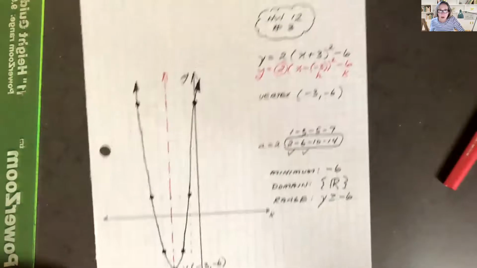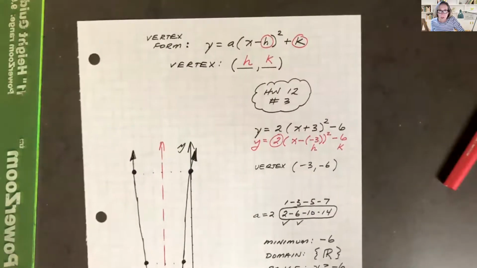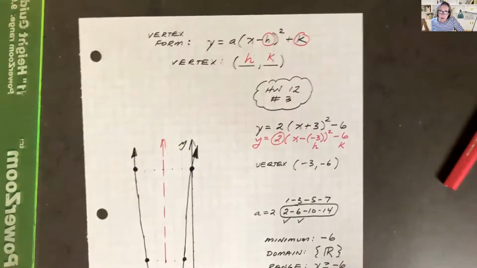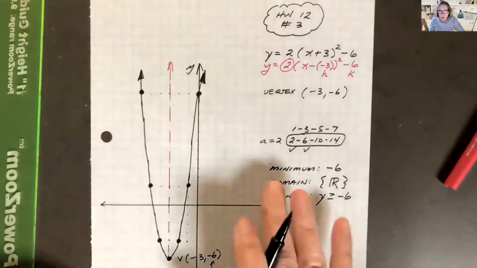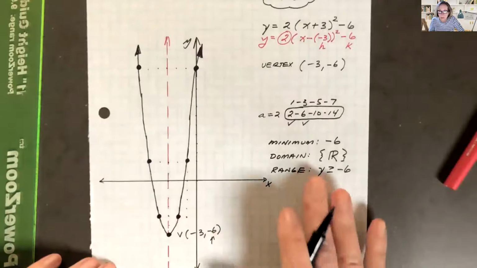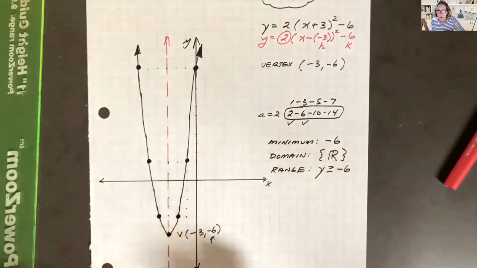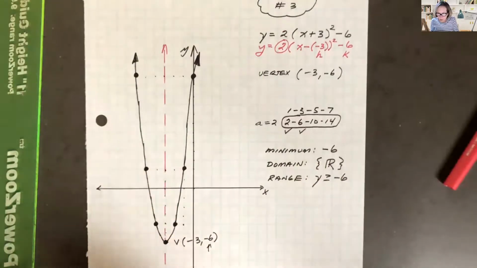So that's how you graph from vertex form. It's very easy. Just make sure you correctly identify the vertex and use your pattern to plot points and reflect them, and then take a look at the graph and name the minimum, the domain, and the range.